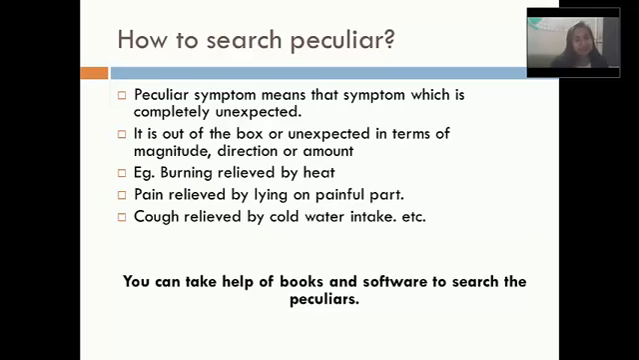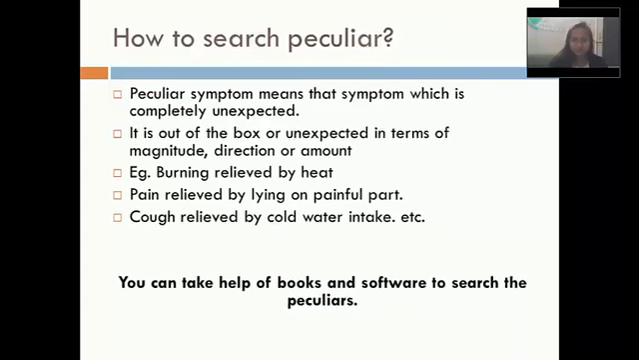Or pain relieved by lying on painful part. Generally, pain is not relieved by lying on painful part. This is a general conception. But for a homeopath, it's very important to ask, to know exactly how the patient is getting relief. Cough relieved by cold water is also a very unusual and peculiar symptom. So you have to search these types of expressions in repertory, and you can also take help of books or softwares to search these types of peculiars.